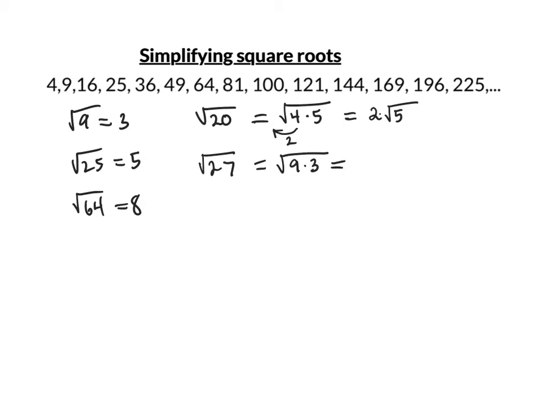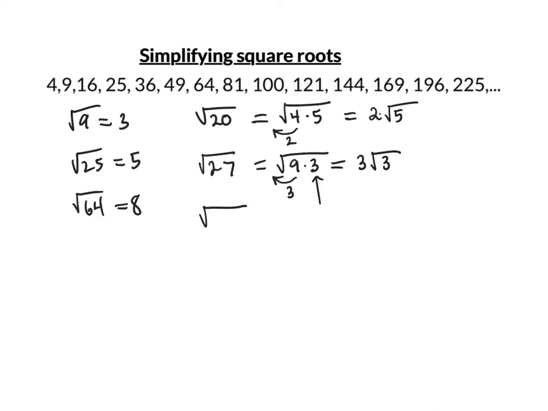And just like the last example, I can take the square root of 9. The square root of 9 is 3. That 3 goes out in front of the root. And left underneath is this 3, which I couldn't take the square root of. So 3 root 3 or 3 radical 3 is the answer.